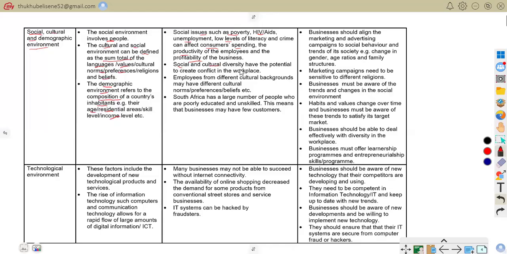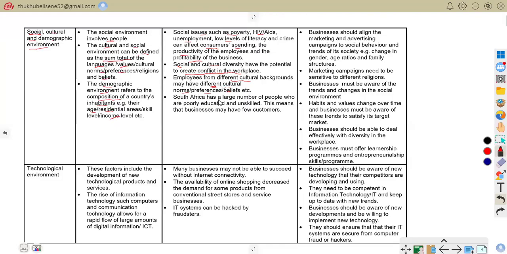Social and cultural diversity have potential to create conflict in the workplace. Here we are talking about how diversity may cause conflict. Different cultures may disagree. So there's going to be misunderstanding between employees. Employees from different cultural backgrounds may have different cultural norms, preferences, and beliefs. So that is that.